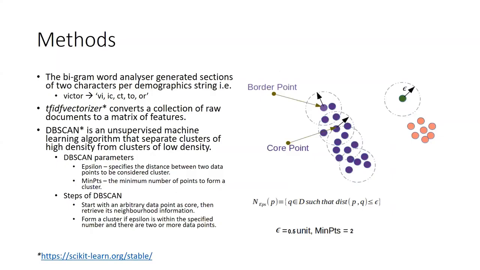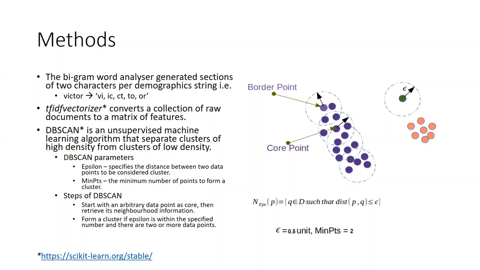So the bigram word analyzer generates sections of 2 characters per demographic string. So an example would be if I use my name Victor and I want to generate bigrams. The result would be VI, IC, CT, TO, and OR. So we did this for all the demographic characters that we used for this linkage, for this deduplication.